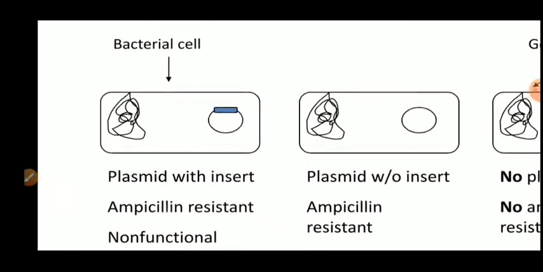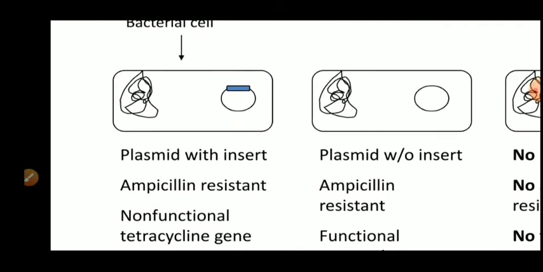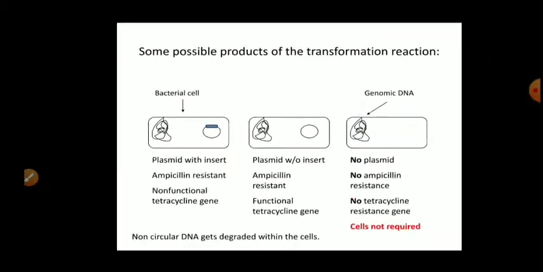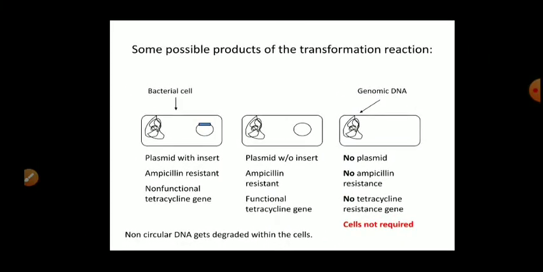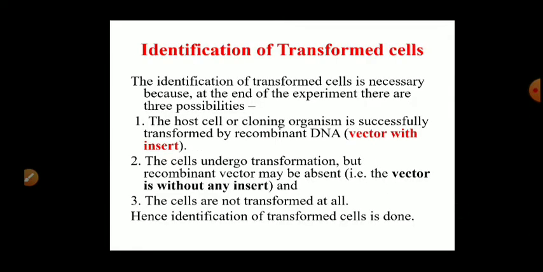So the cells of the first type, that is cells having plasmid with the foreign gene inserted inside, are the only desirable ones. All three different types of cells are present in the cell culture of E. coli, but we have to identify only the first type because they are transformed cells containing plasmid with foreign gene inserted inside it, and hence we need to study the identification of transformed cells. So let us discuss now.